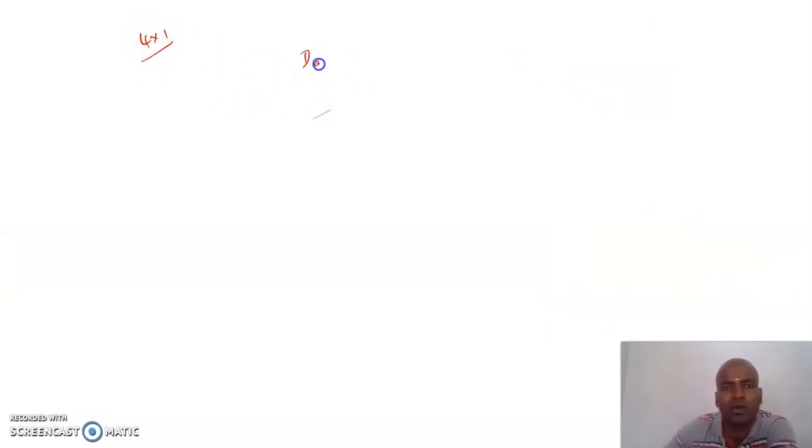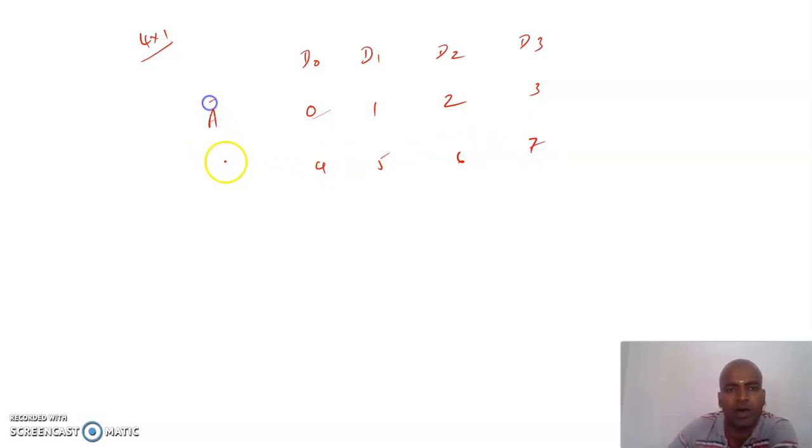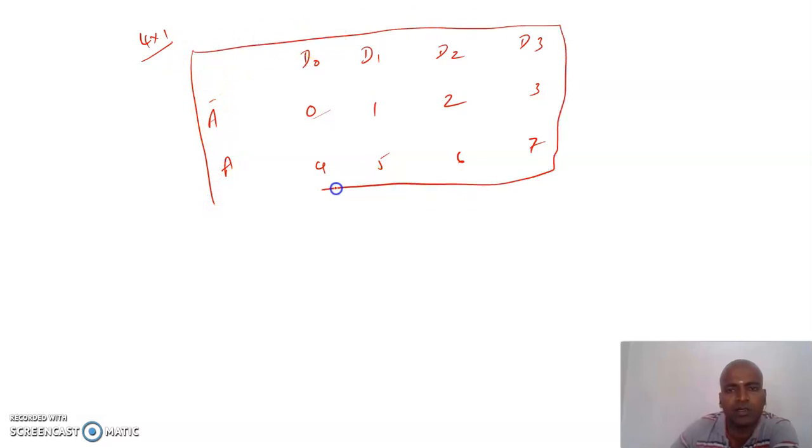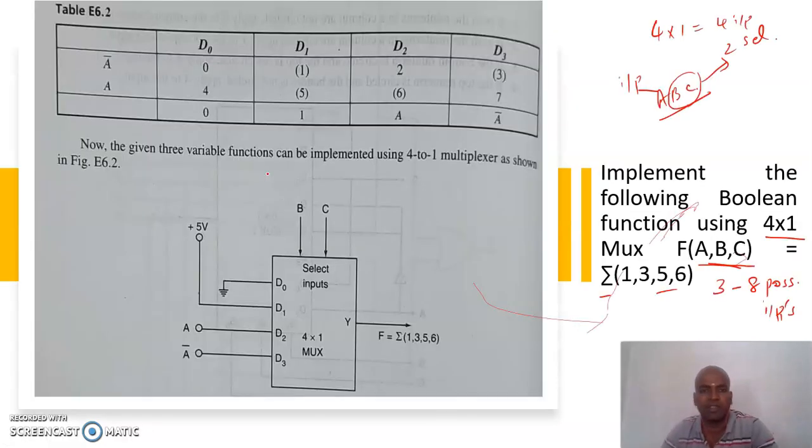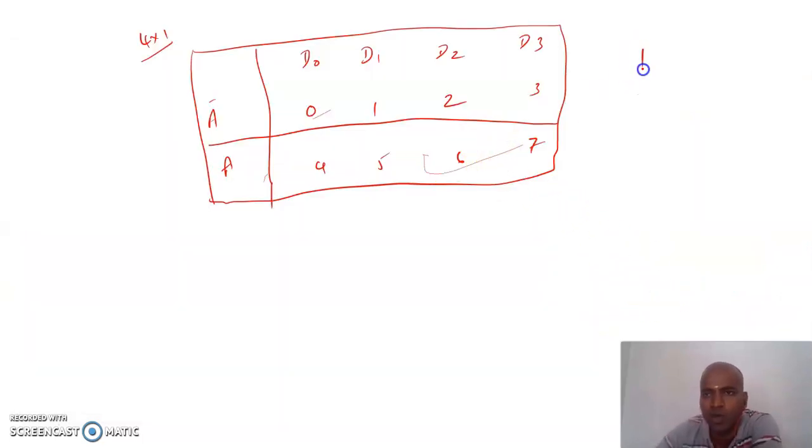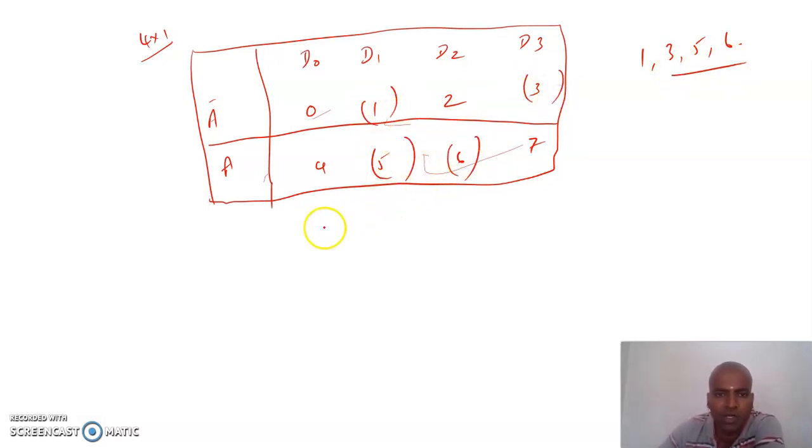For the 4x1 mux, I am going to consider D0, D1, D2 and D3. The 8 possible combinations are 0, 1, 2, 3, 4, 5, 6 and 7. So this is A bar and this is A. Let's draw the table. What are the values given here? The given values are 1, 3, 5, 6. Let's mark 1, 3, 5 and 6.